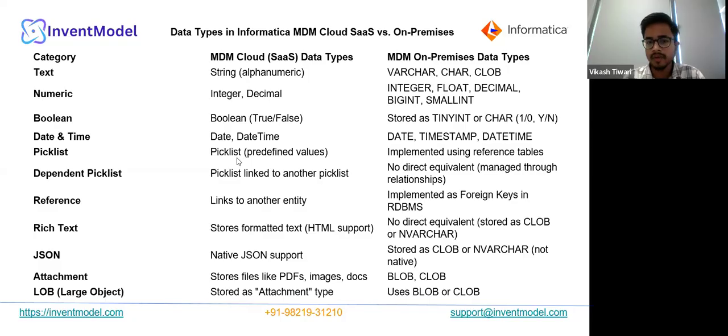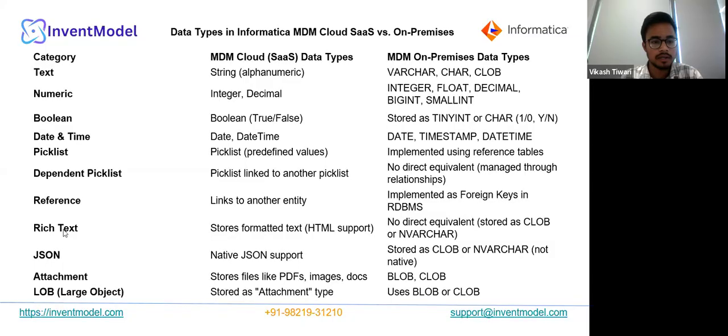For the pick list, we use pick list with predefined values in the cloud, but it is implemented using a reference table in on-premises. For dependent pick list, we use a pick list linked to another pick list, meaning a pick list which is related to another pick list is called a dependent pick list. But in on-premises, we achieve this through relationships. We can say there is no direct equivalent. For reference, it links to another entity, but in on-premises it is implemented as foreign keys. We have seen foreign keys and primary keys in on-premises.